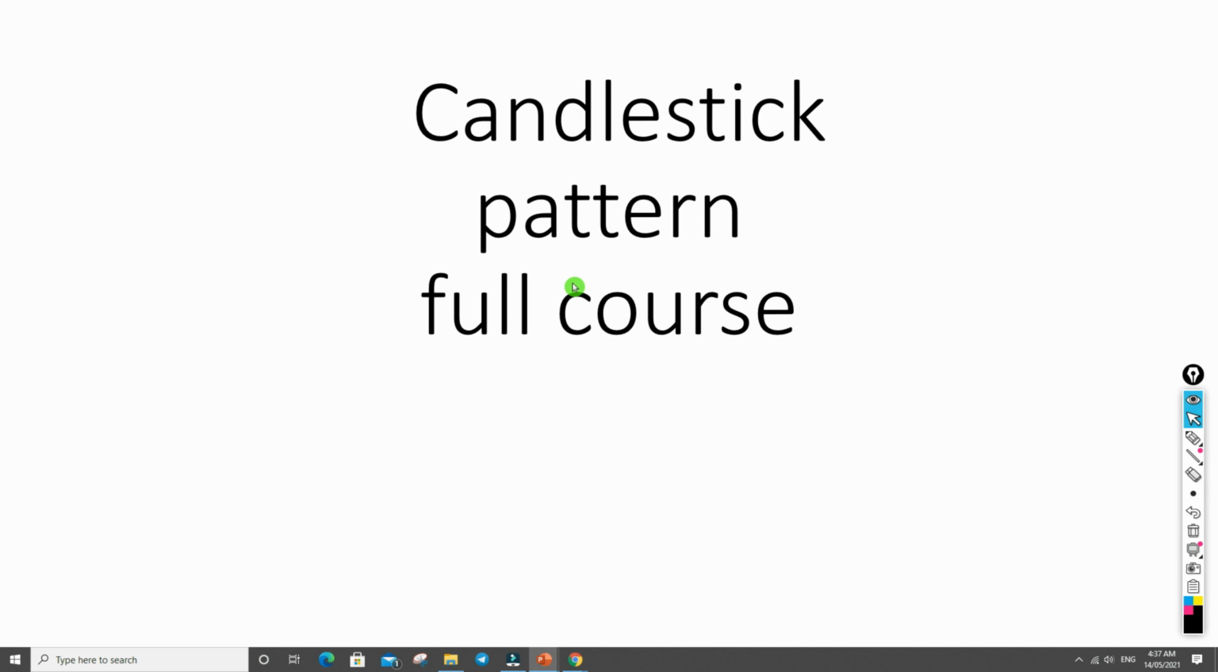Okay guys, so let's start our course, candlestick pattern full course. So first of all, who is this course for? This course is for complete beginners who don't have any kind of trading experience. Also, this course is for advanced traders. So both of you will benefit from this course because this course covers everything about candlestick patterns.